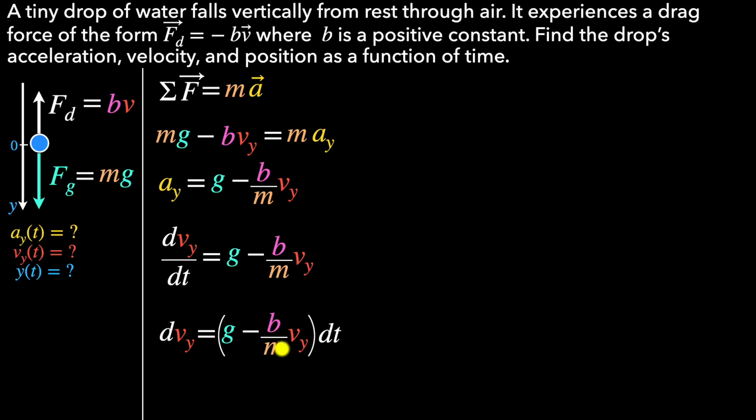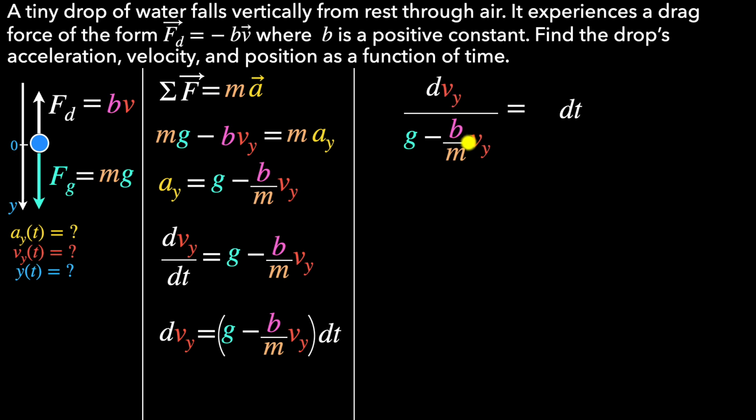And now we can divide both sides by this term. So we get dv divided by this term equals dt. So let's write that down over here. And look, we have separated our variables. We have velocity on one side and time on the other side. And once we have separated them, we can integrate on both sides. And what are the bounds of our integral? Well, our initial time is t equals 0, and our final time is some time t. So the bounds over here would be 0 to t.